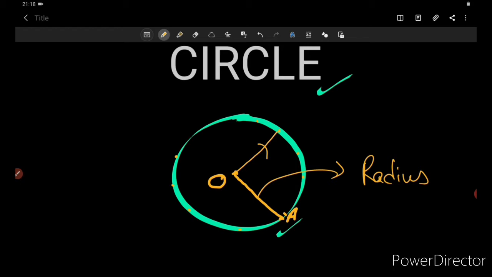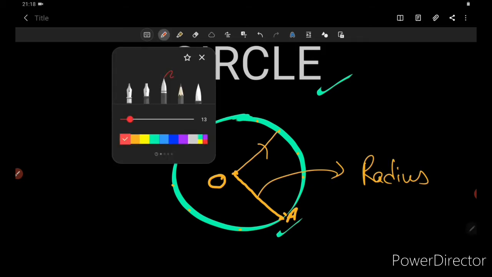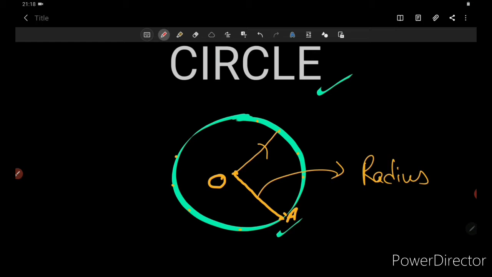Then the next thing which you need to know is the diameter of the circle. A straight line which joins any one point on the circumference, passes through the center and again joins any one point on the other side. So it is joining these 2 points, and that line segment is known as the diameter. A straight line passing through the center of a circle with both the ends on the circumference is called the diameter of the circle. So this particular red line is the diameter.